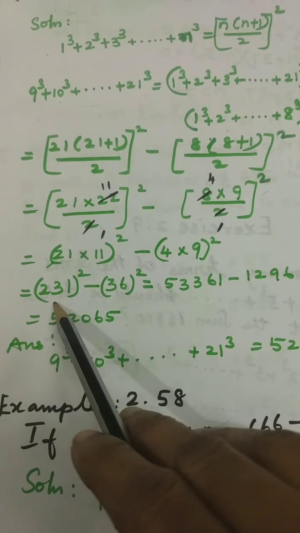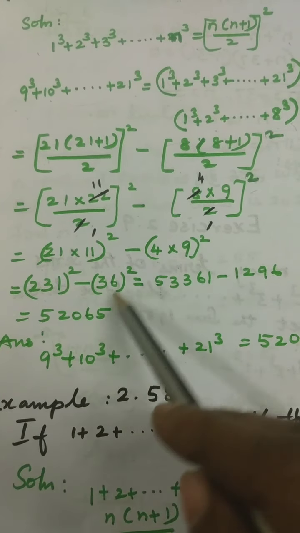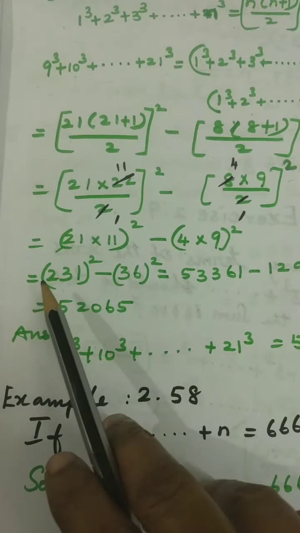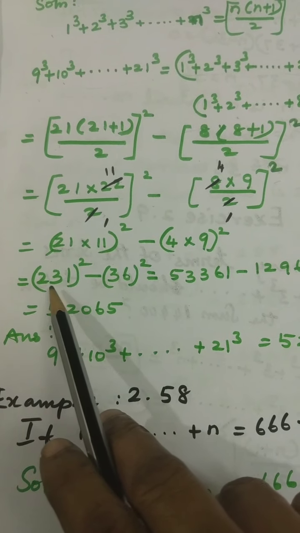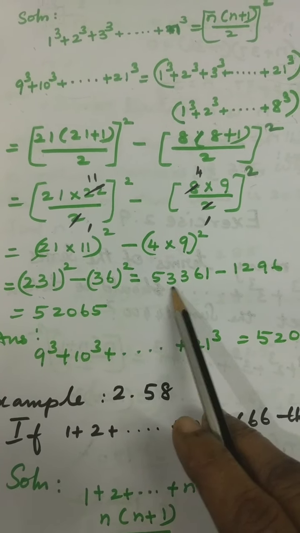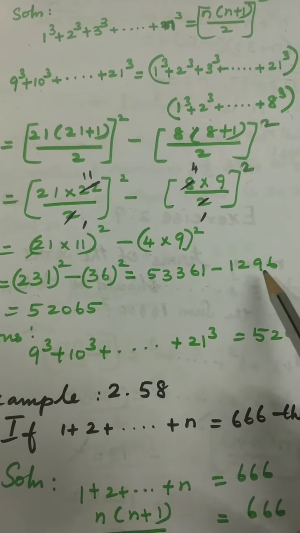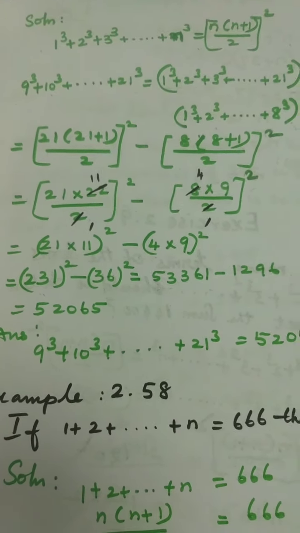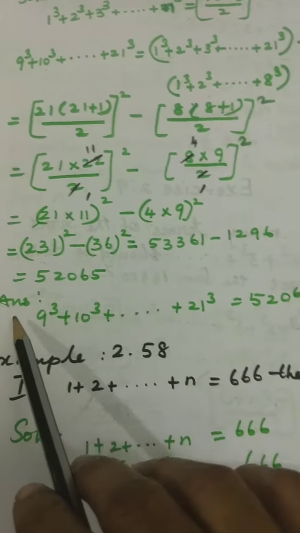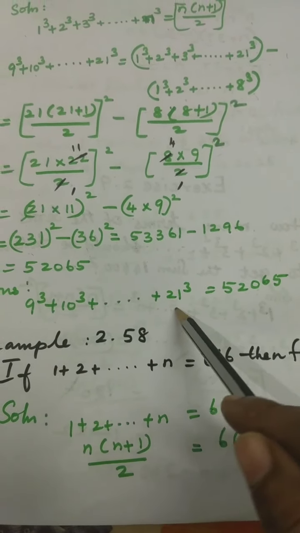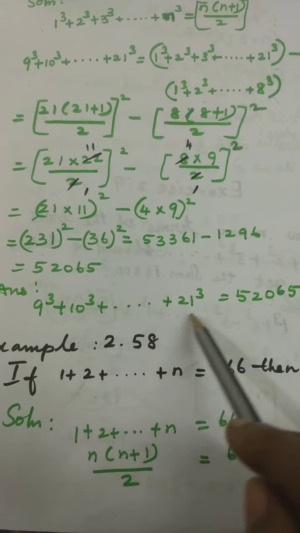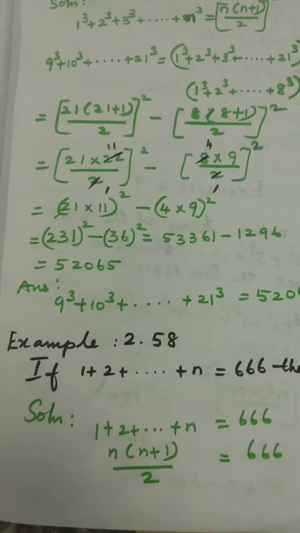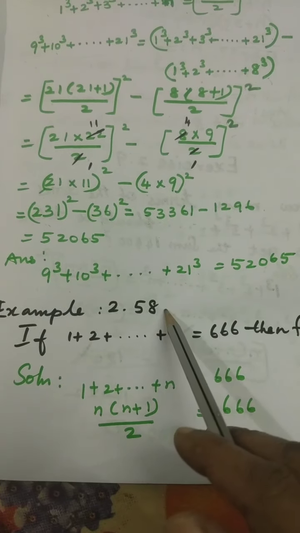Then 21 into 11 is 231 the whole square. Minus 9 fours are 36, 36 the whole square. Then after squaring the answer is 231 into 231, that is 53,361. And 36 into 36, 1296. So now you subtract both, then it will be 52,065. The sum of 9 cube plus 10 cube plus and so on plus 21 cube is equal to 52,065. And you shall see the example 2.58.